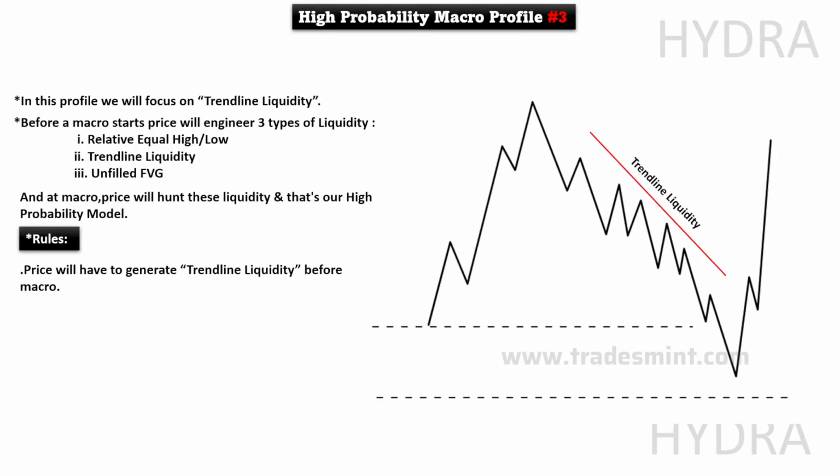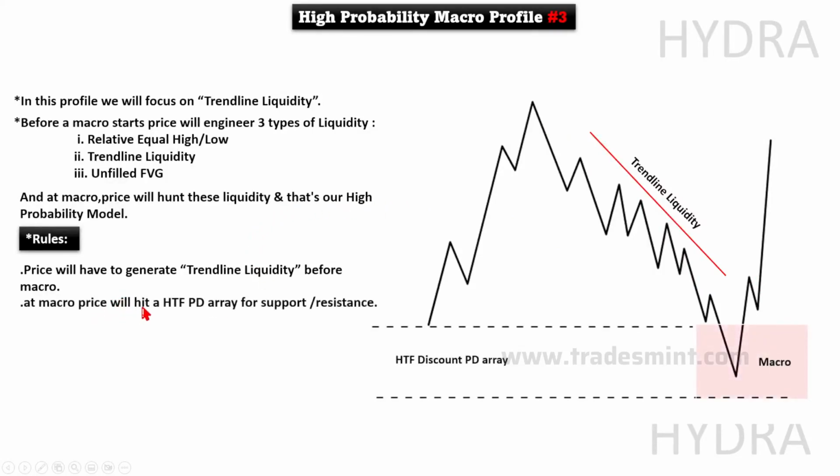And I also shared with you how to trade it when price is consolidating, right? So here price is not consolidating, rather price is generating trend line liquidity before macro. At macro, price will hit a higher time frame PD area for support and resistance.